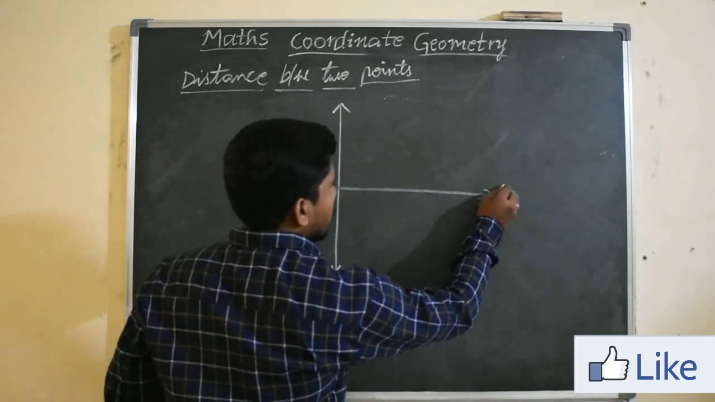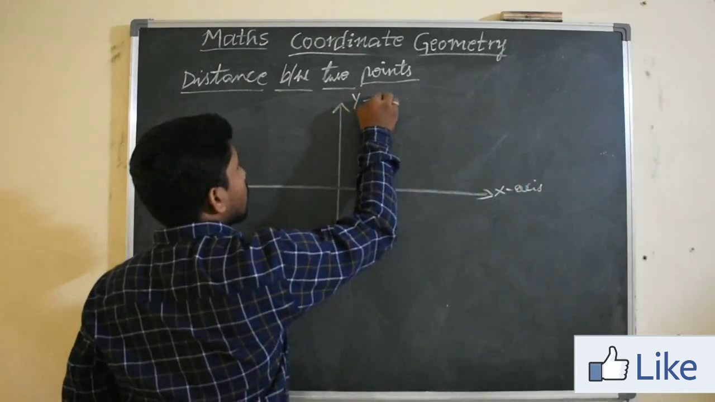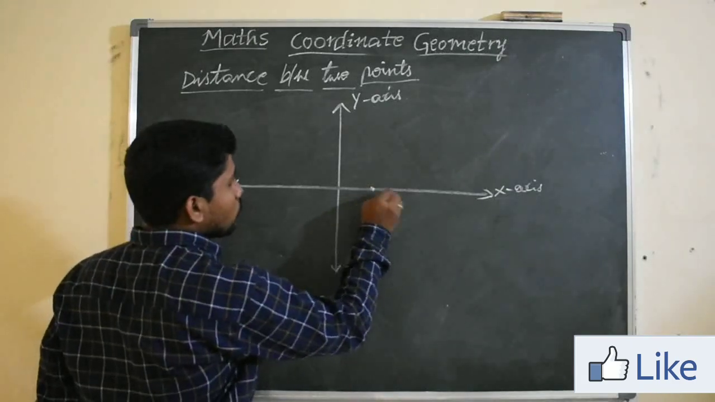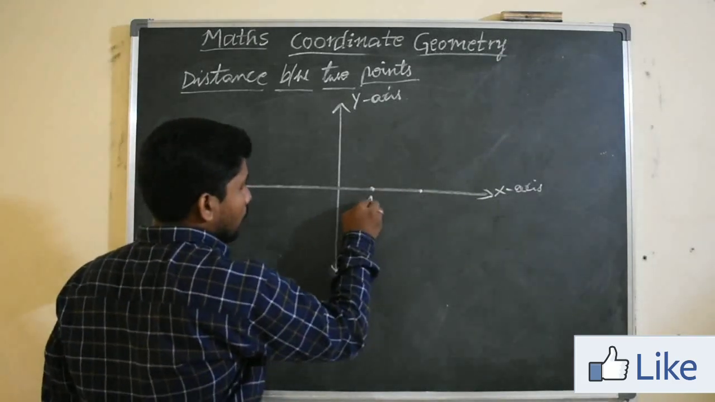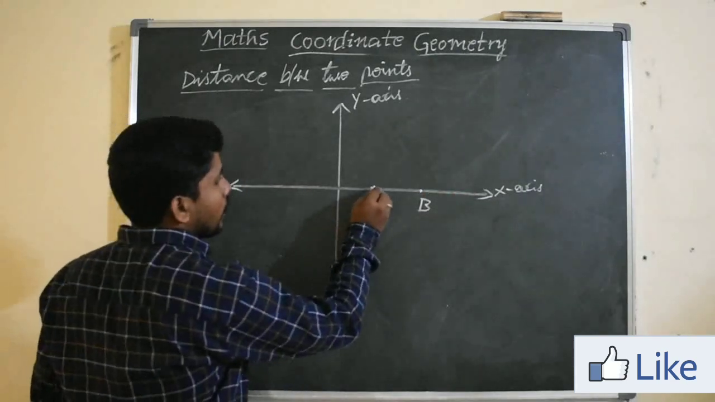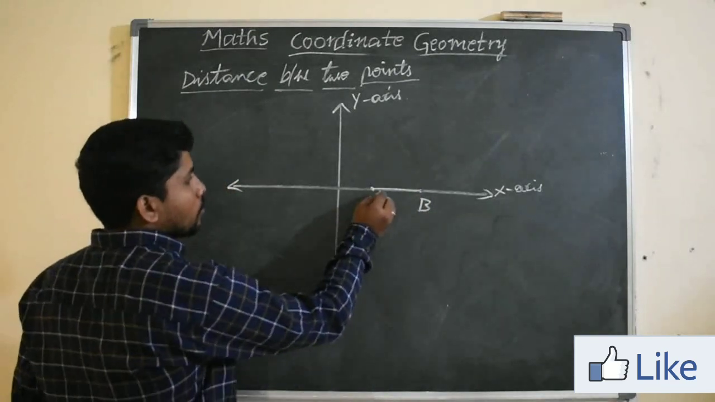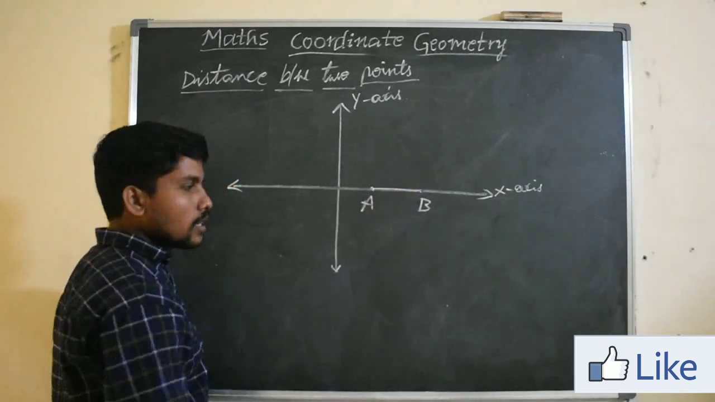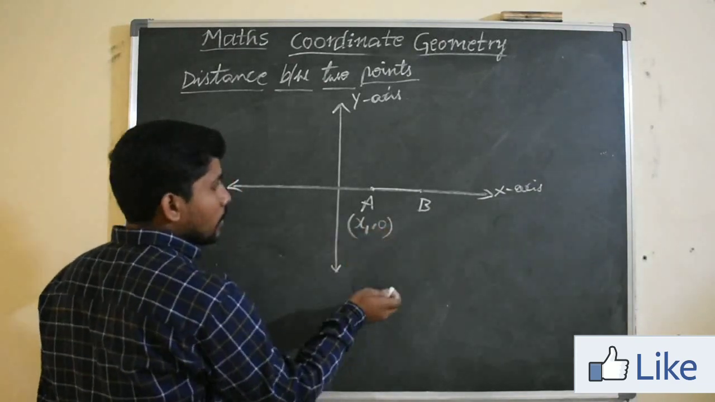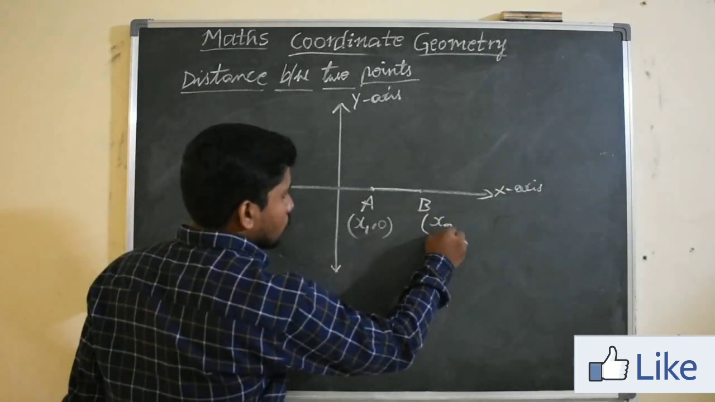So the coordinate axes I have taken are the x-axis and the y-axis. In the same coordinate axes, if I take 2 points A and B, how can I calculate the distance between these 2 points? If you clearly observe, the points are lying on the x-axis, so the coordinates will be x1 comma 0 as well as x2 comma 0.